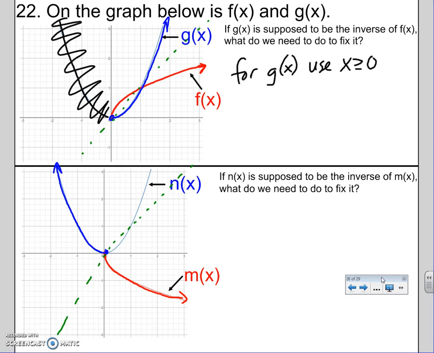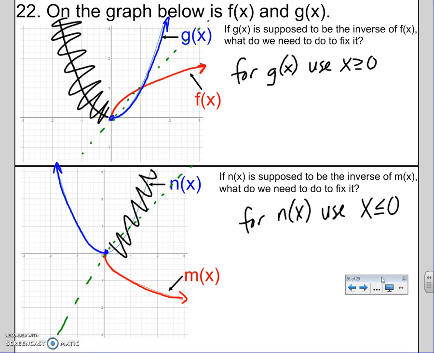I don't need this right part. So I'm going to take this right part out. If I don't need it, I'm going to say for n of x, only use the negative side. The side less than 0. x is less than or equal to 0. Alright, so you just fix that.